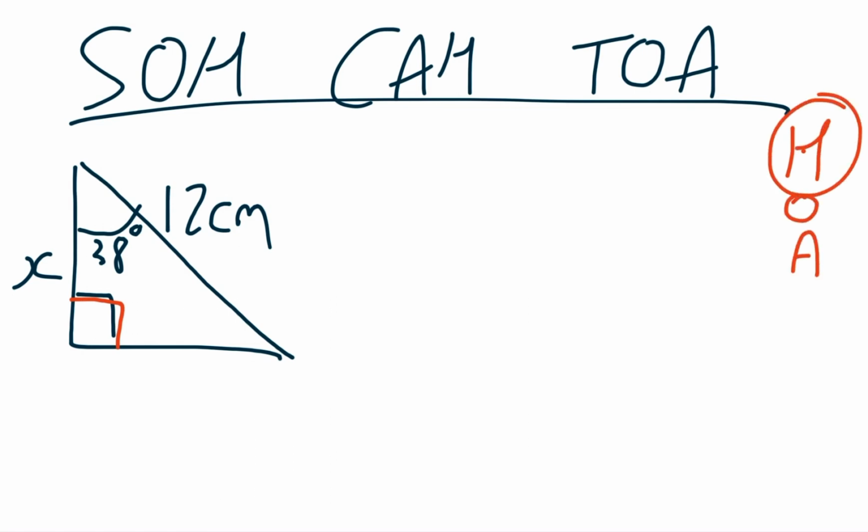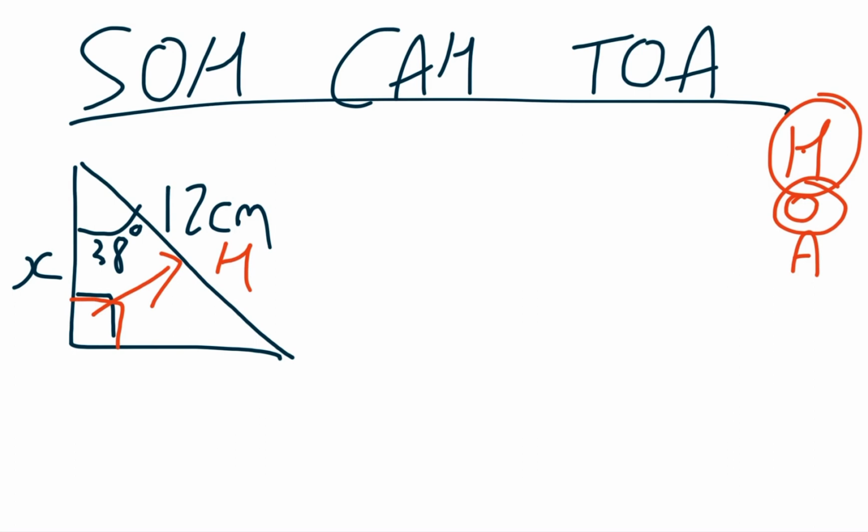The H stands for hypotenuse, which means it's the longer side, which means it's the side opposite the 90 degrees. So here we go, opposite the 90 degrees over here, that becomes my hypotenuse. So I'm just going to label it H. The next one is O, O for opposite. It is the side opposite the angle.